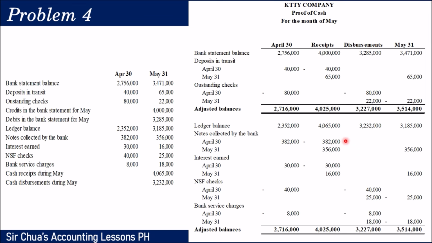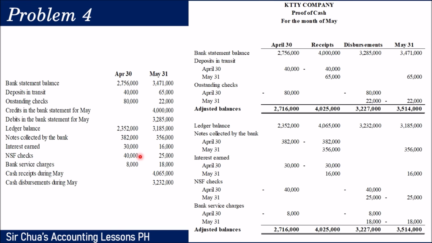Notes collected by the bank is 382,000, but that is not a receipt for May. So, you will deduct it on the receipts of May. Okay? Hindi kasi siya receipt ng May. And then, notes collected for May is 356,000 and it is indeed a cash receipt for May. So, pa-add po siya dito. Interest earned natin is 30,000 but it's not a receipt for May. So, tatanggalin natin siya doon. And then, for May 31 naman po is interest earned is 16,000 and it is certainly a cash receipt for May. So, i-add po natin siya doon.